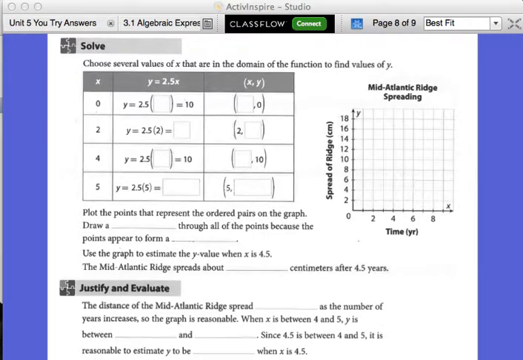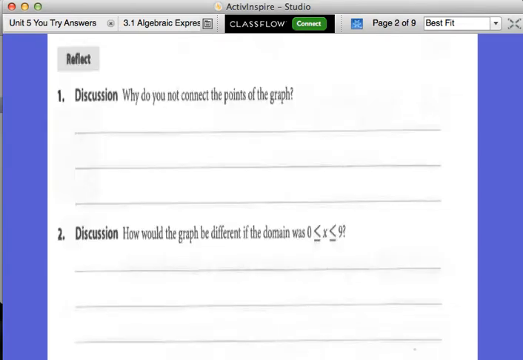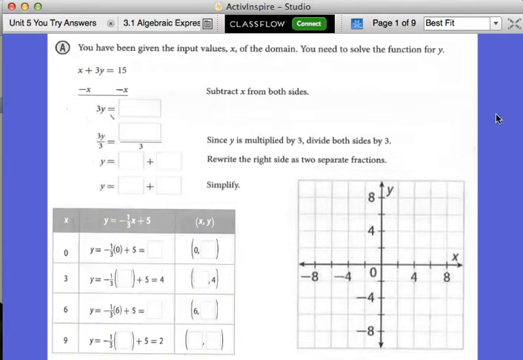Welcome to Module 3, Lesson 4. Today we are going to talk about graphing functions and using graphs with functions.